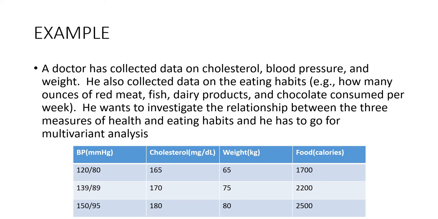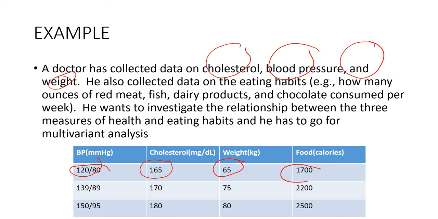Example for multivariant analysis: a doctor has collected data on cholesterol, blood pressure, and weight. He also collected data on the eating habits of the patient. He wants to investigate the relationship between three measures of health, cholesterol, blood pressure, and weight, and the eating habit. So this is the data. BP is 120/80, cholesterol 165, weight 65, the calorie intake 1700 calories per day.